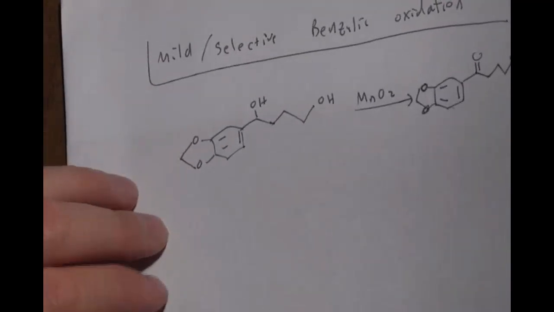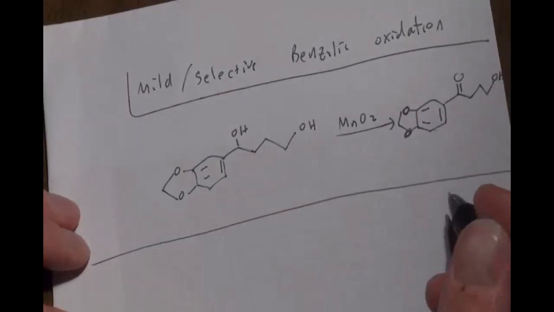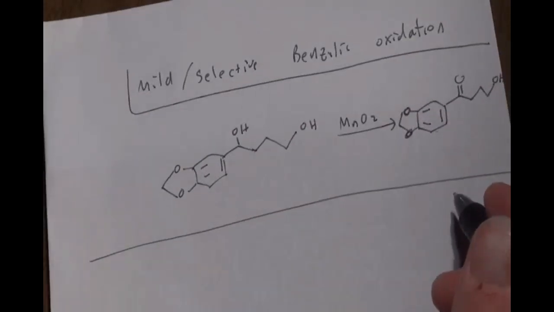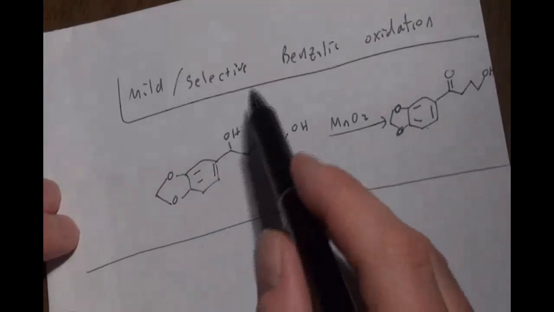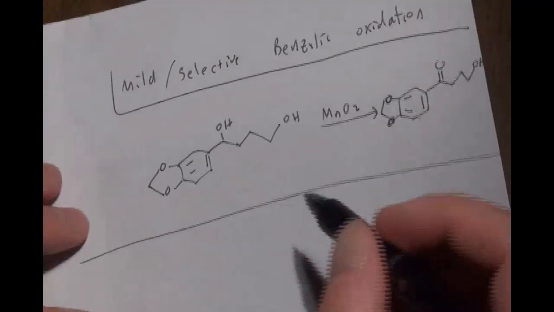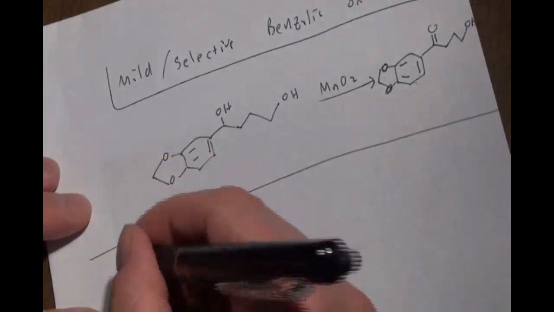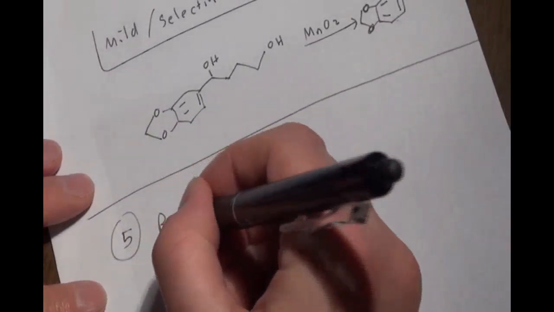Okay, number five. So we're done with benzylic oxidations, either harsh non-selective oxidation with KMnO4 or mild selective benzylic oxidation with MnO2. Let's do benzylic reduction now. So we did oxidation, let's do reduction. Benzylic reduction.